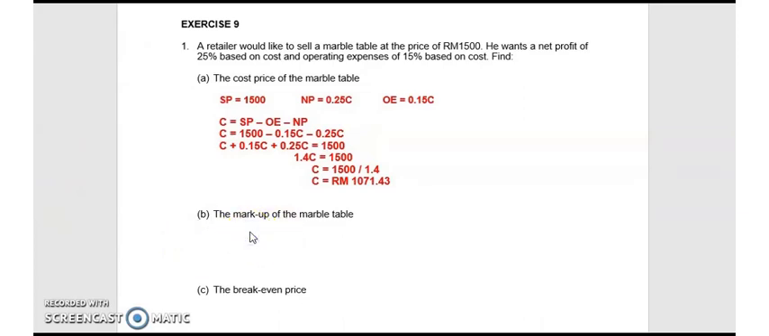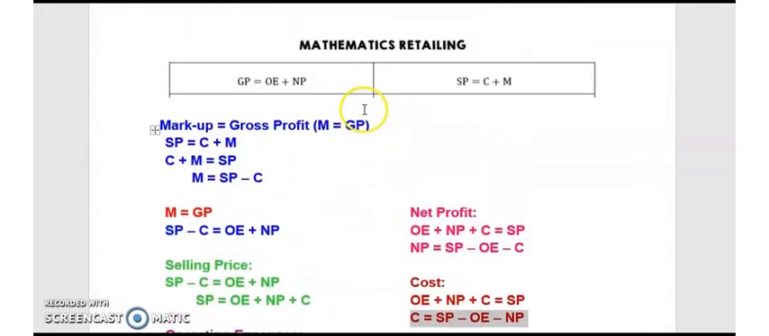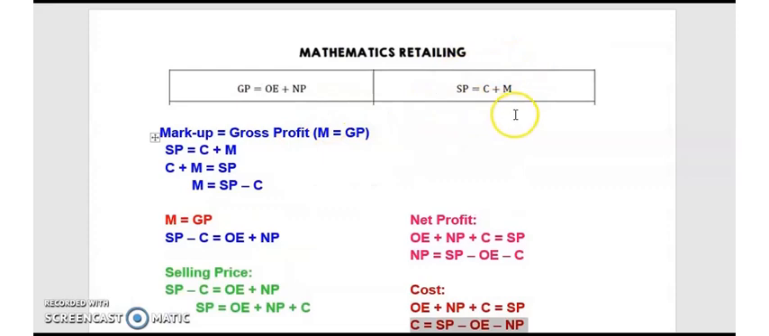So we know that markup is also equivalent to gross profit. From this question, there is no info about gross profit. So which formula to use? You can start with the formula: selling price equal to cost plus markup. This is the formula that will be given to you in the exam, right? So you derive markup from this formula.